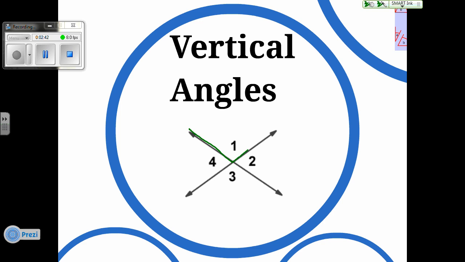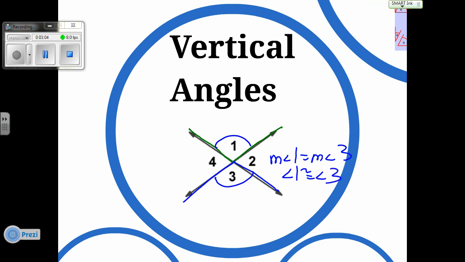Again, if I make angle 1 in green and I make angle 3 in blue, you can see their non-adjacent sides form opposite rays. And angle 1 is equal to angle 3, so we can mark that with the equal arc. So the measure of angle 1 equals the measure of angle 3, which means angle 1 is congruent to angle 3. The same logic here with angle 2 and angle 4. Their non-common sides do form opposite rays, and so we can say the measure of angle 4 is equal to the measure of angle 2, which means angle 4 is congruent to angle 2. Those are vertical angles. They only share their vertex.